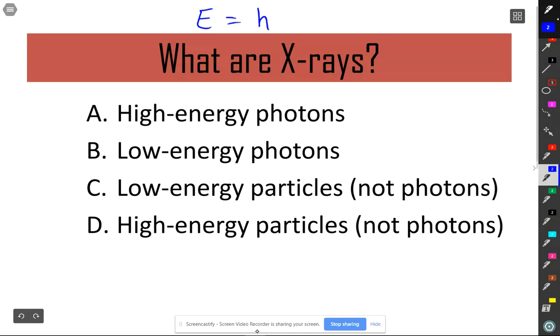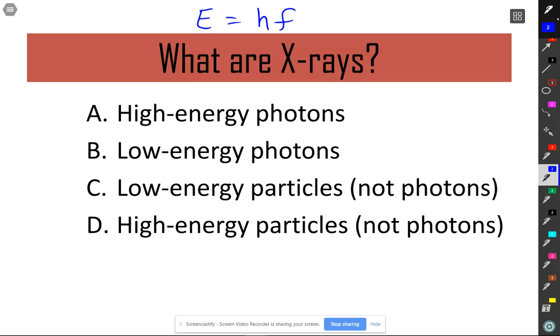E equals hf, where h is Planck's constant. Did you all find Planck's constant with a reasonably small percentage error? Good. That was the goal. You didn't let Al down, as it said in the lab guide.